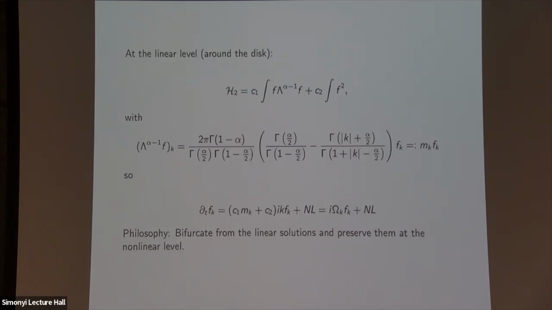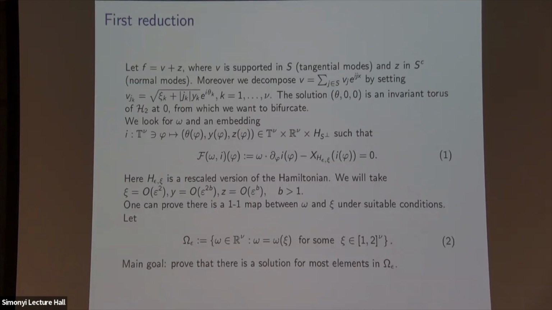There is some nasty multiplier at the level of alpha derivatives, or lambda to the alpha partial x. And there is another one at the level of partial x. So morally, if we were to expand close to the disk, this is how it looks for the different modes. There is some dispersive multiplier and some nonlinearity. The philosophy here is to say, this is our nice dispersive multiplier, and of course, this is just for H2, there are the rest of the nonlinearities. So we're trying to bifurcate and upgrade these linear solutions that we can construct from here to preserve them at the nonlinear level.